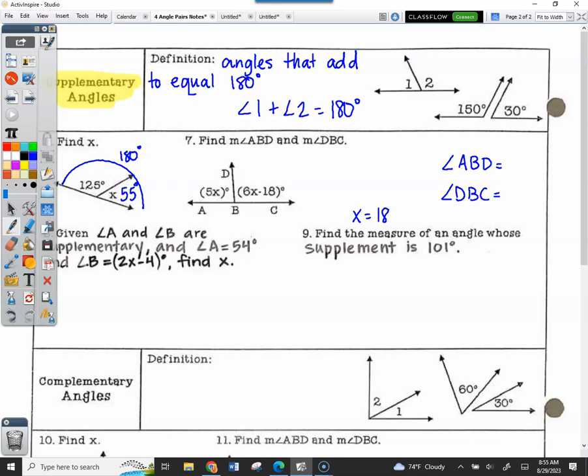Number 7 is the same approach. You have the straight line, so they're supplementary. They add to 180, and that should have been your equation. When you move things to the other side and then divide by 11, you should get 18, right? What did you get for the angles when you plugged 18 in? 90 each? Yes.